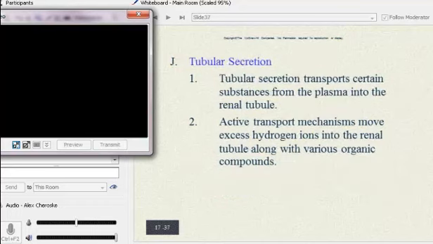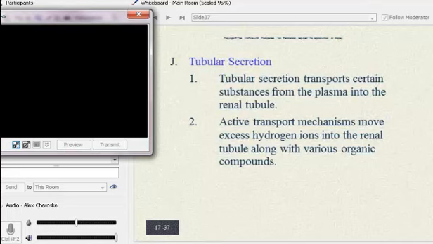Okay. So we have filtration, we have reabsorption, and now we have the third one, which is secretion. Now secretion is pretty easy, okay? We have reabsorption is where it's in the filtrate and we want to get it back. So we take it from the filtrate and put it back in the blood.